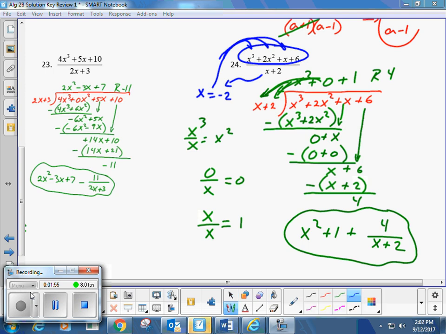So if this original function that I circled in blue, if you were to graph the thing, if you looked on the graph at where x equals negative 2, you would find that the y value in that case would be 4. And that's what the remainder tells you.